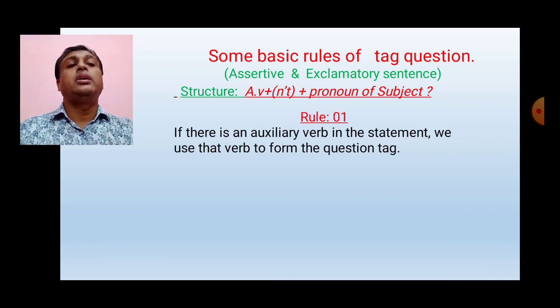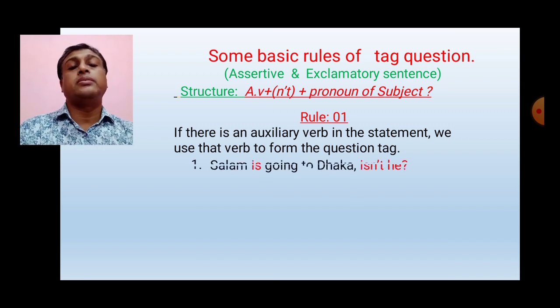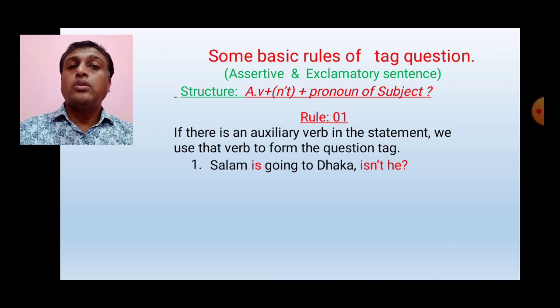Rule 1. If there is an auxiliary verb in the statement, we use that verb to form the question tag. Students, we know a sentence may consist of an auxiliary verb and a principal verb. If there is an auxiliary verb in the sentence, we will use that auxiliary verb to answer that question.